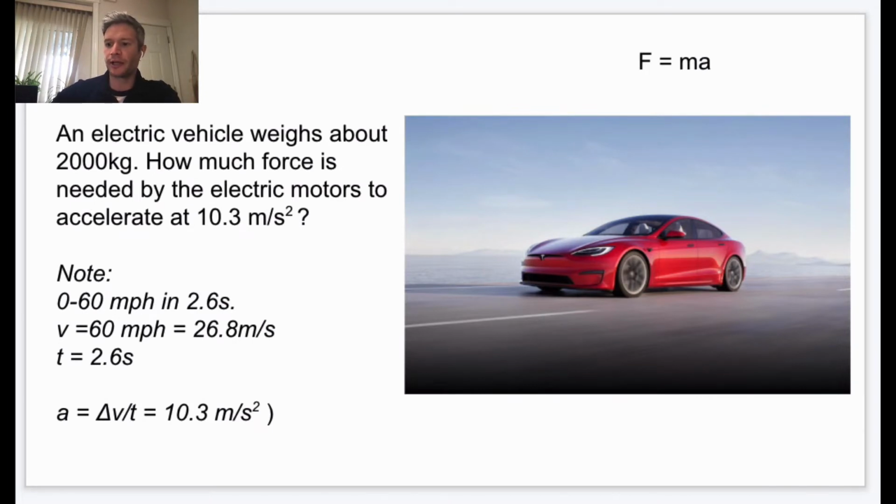Now on to a little bit more calculating in regards to force and mass and acceleration. Okay, so I thought it'd be interesting, vehicles are a great amalgamation of physics and engineering and obviously the properties that drive that. And so I thought it'd be a great example to take a look at a vehicle. So here we have a Tesla, and using some real numbers that I pulled, we can see that this electric vehicle weighs about 2,000 kilograms. How much force is needed by the electric motors to accelerate at 10.3 meters per second squared?